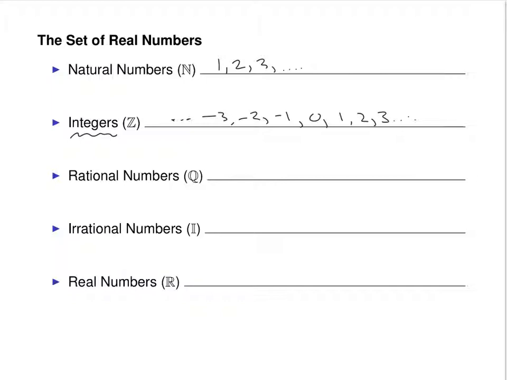Rational numbers. In rational you see the word ratio, right? Ratio means fraction. Rational numbers are all numbers that can be expressed as fractions, positive or negative. Does it make sense that a number like 3 is also a fraction by default, because it's 3 over 1? Okay.